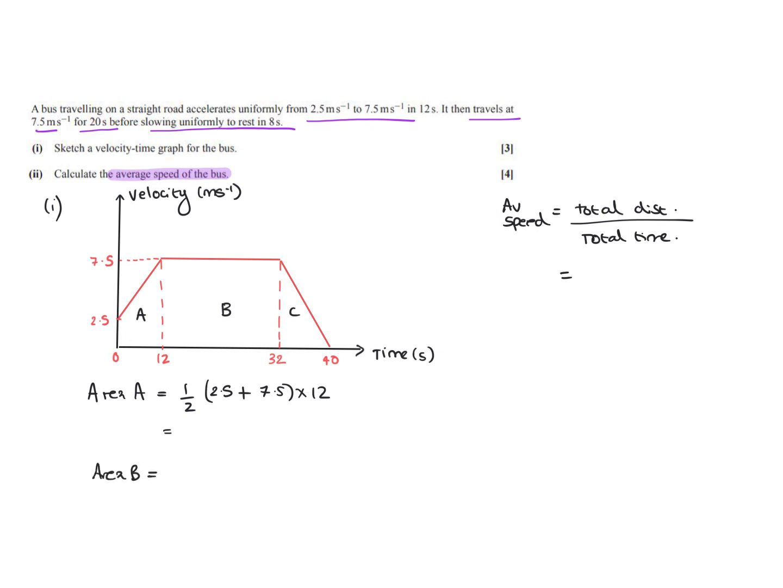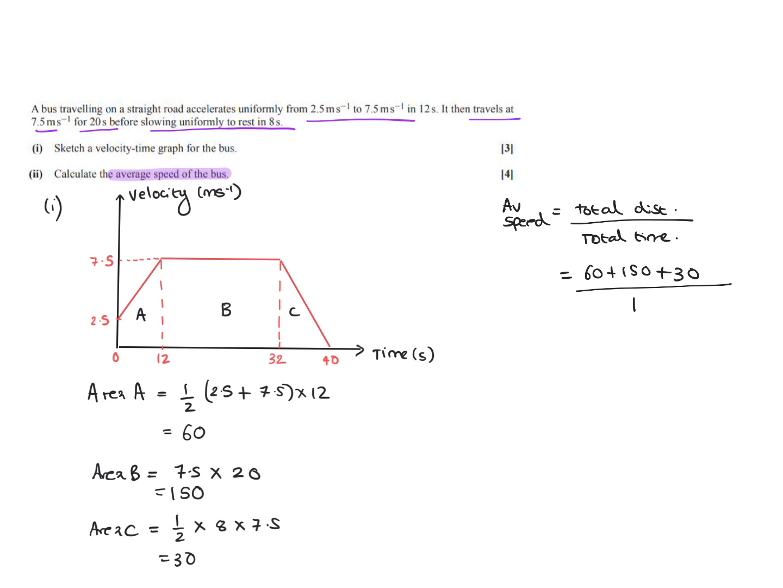Area B is, of course, a rectangle, 7.5 multiplied by 20. And area C is a triangle. We could also have used areas B and C combined as a single trapezium. So the area of C is a half multiplied by the base multiplied by the height of 7.5. So these values work out to be 60, 150 and 30. So the total distance is the sum of all these, and we need to divide that by the total time taken of 40. So it is 240 metres divided by 40 seconds, or 6 metres per second.